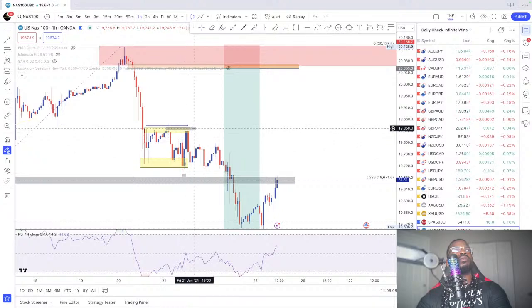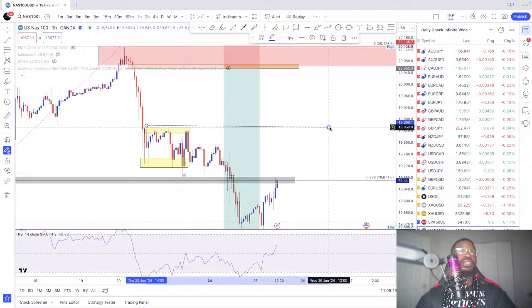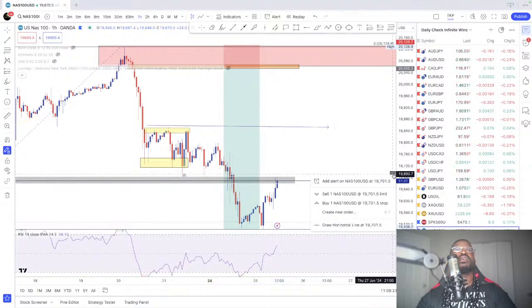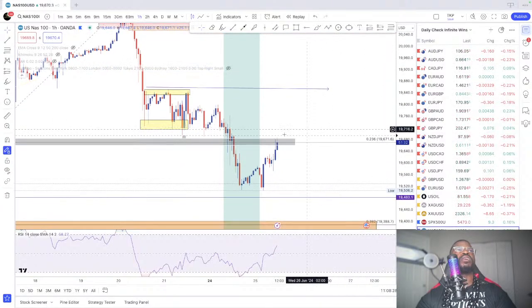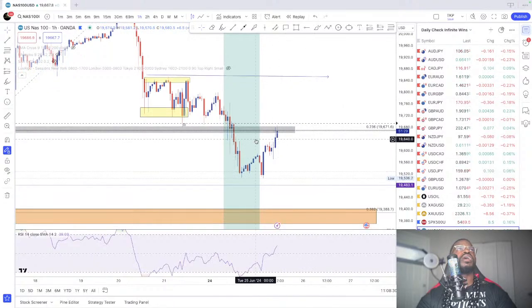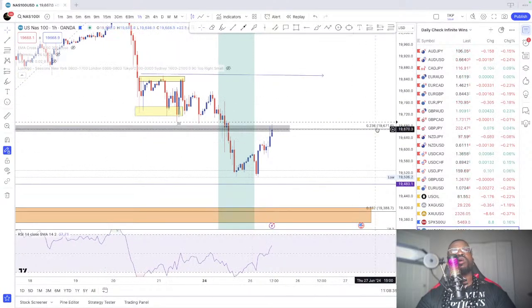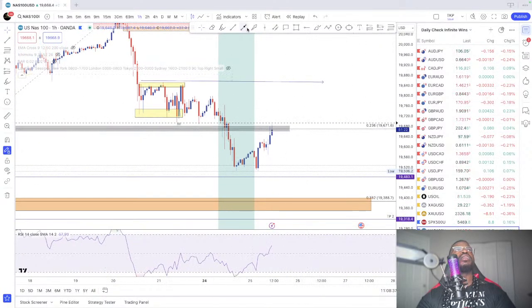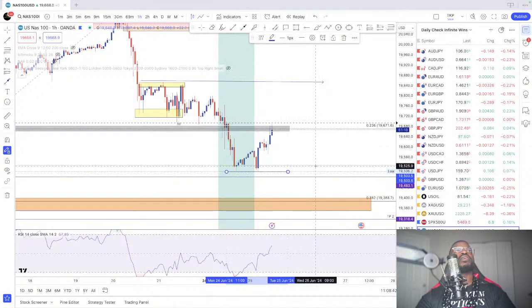Dang, that's really simple. So what we want to do is wait to see what happens here. Because we could possibly get a pullback from this level because it is a structural level as well. In most cases, we would look for sales from this level, but the market has been being unique.